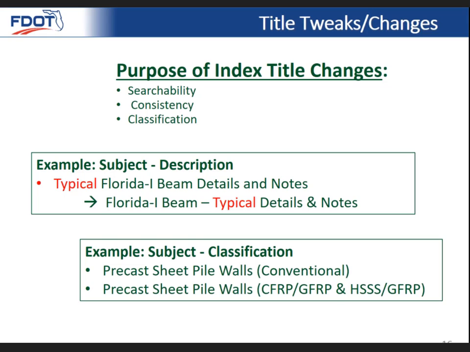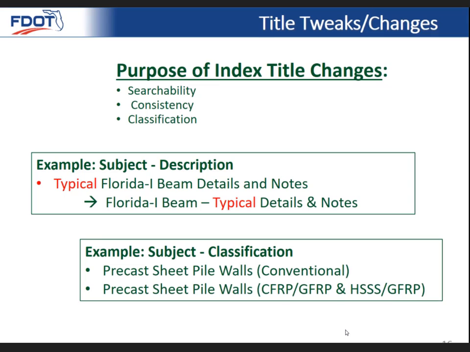There are also a number of minor changes to the names of individual indexes. Might be frustrating to you all, but when you see them listed out on the table of contents, it makes a little more sense why we did that. Basically, the main topic of the index is the lead part of the name, and then the subcategory for the particular details that might be shown on that index is secondary. So when you're scanning through, you'll see in this example, Florida I-Beam will be there for both the general details and the individual different beam heights for the build-up tables.